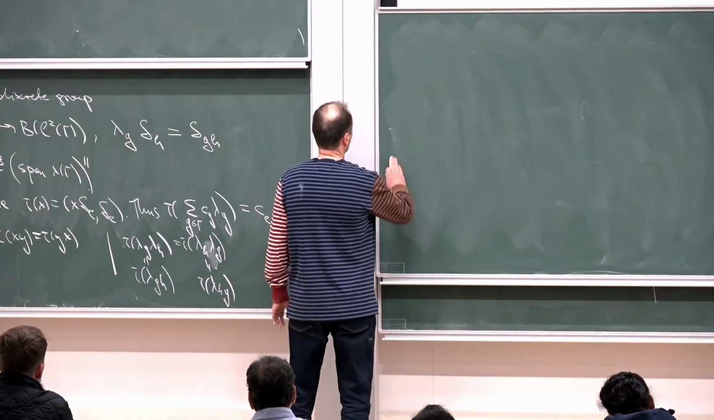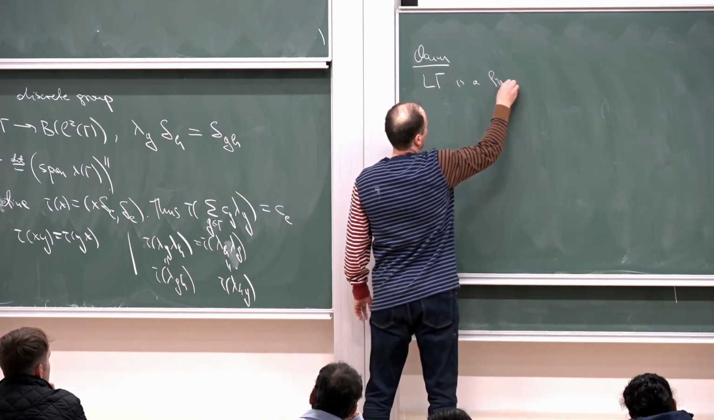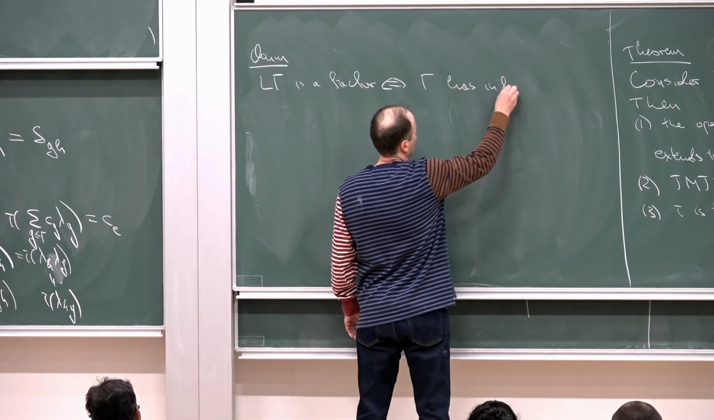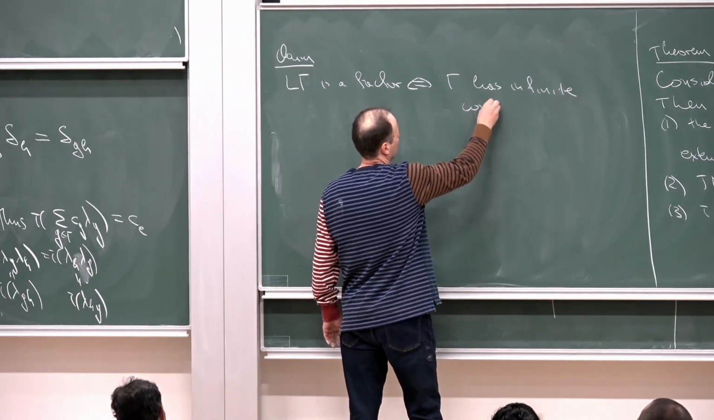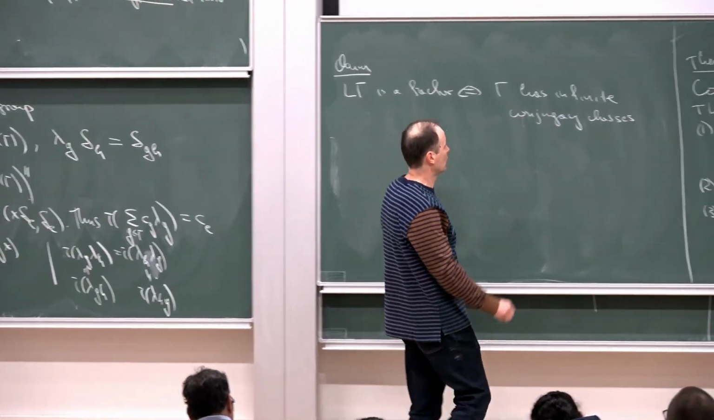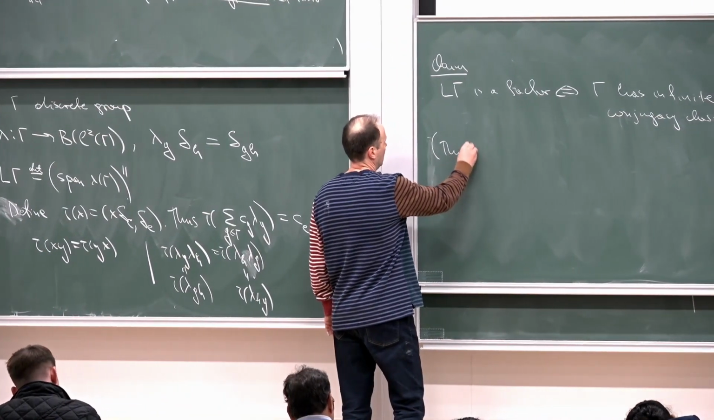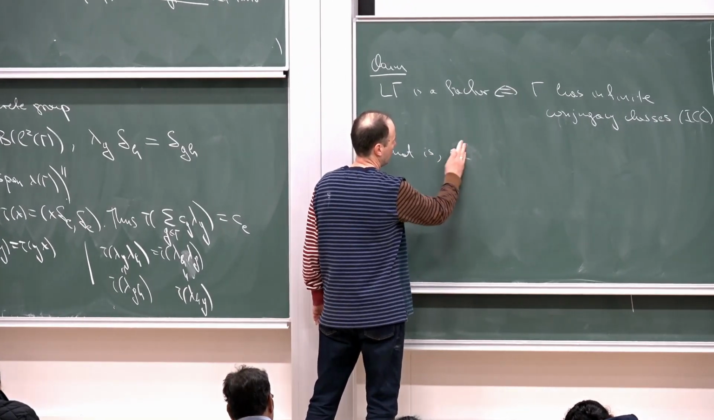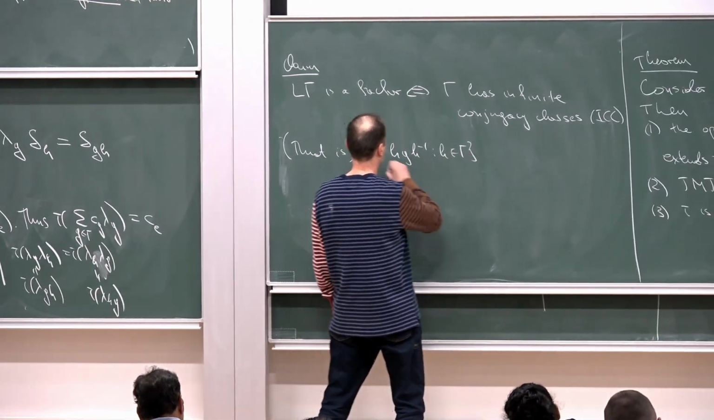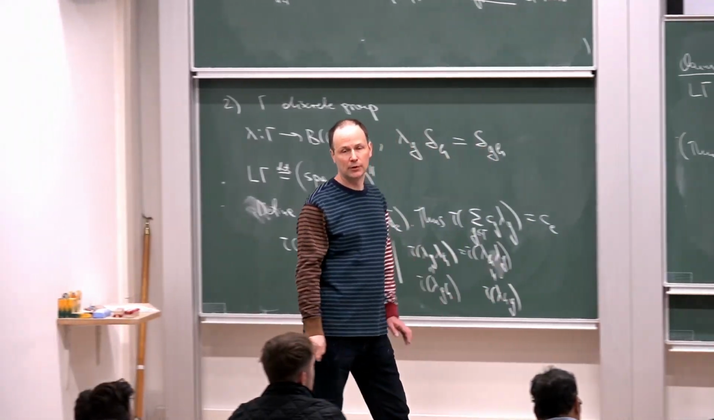So let's try to understand this. The claim is that this lambda gamma is a factor if and only if gamma has infinite conjugacy classes, which is abbreviated to ICC. So in other words, this means that if we take a set of the form h g h inverse, for h in gamma, then this set is infinite for every non-trivial element g.